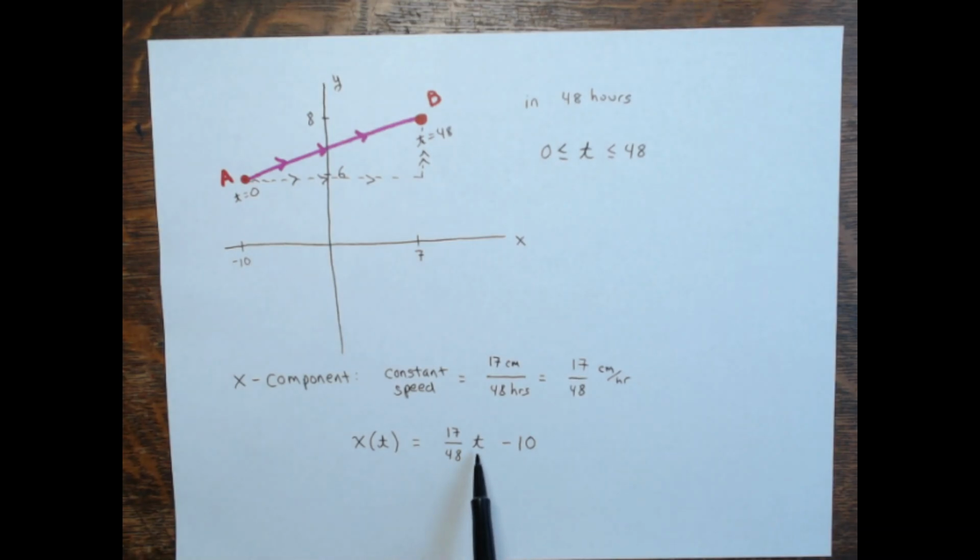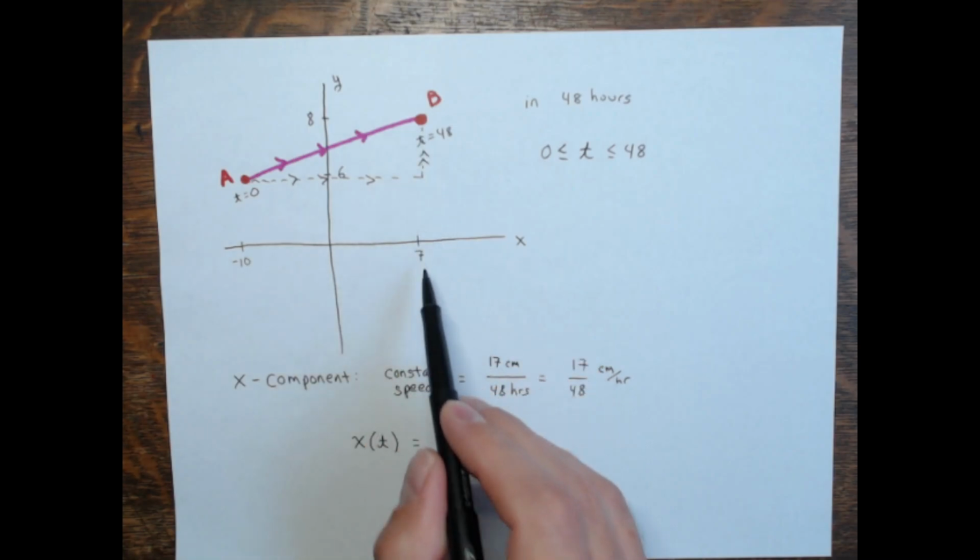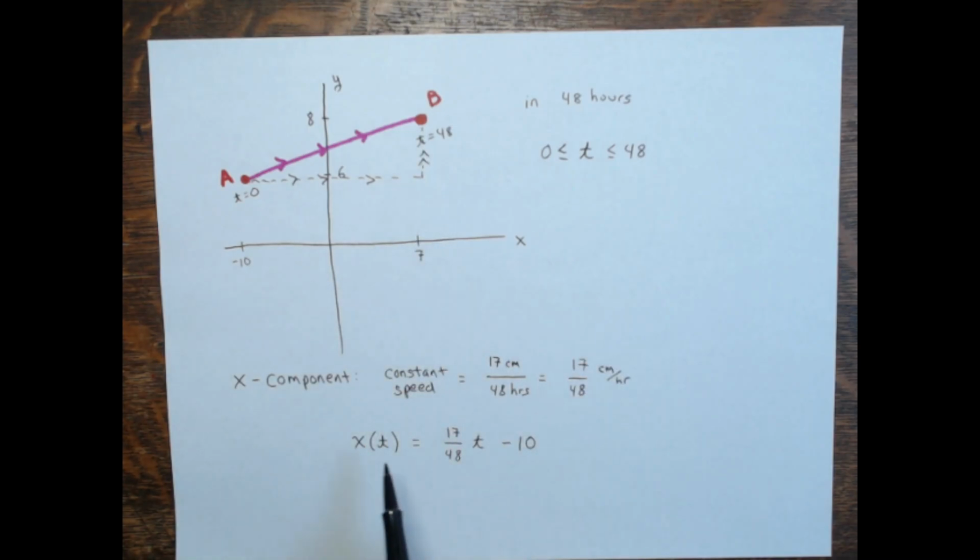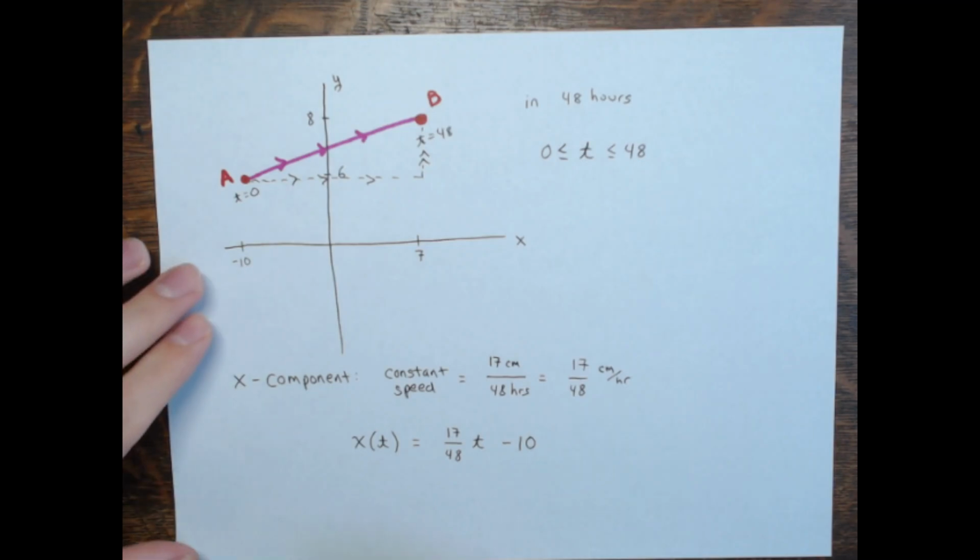And when t is 48, see how the 48s would cancel here? If t were 48, you'd have 17 minus 10, and the x coordinate would be 7. There. This is perfect for the parameterization of the x coordinates if things are moving at a constant speed.